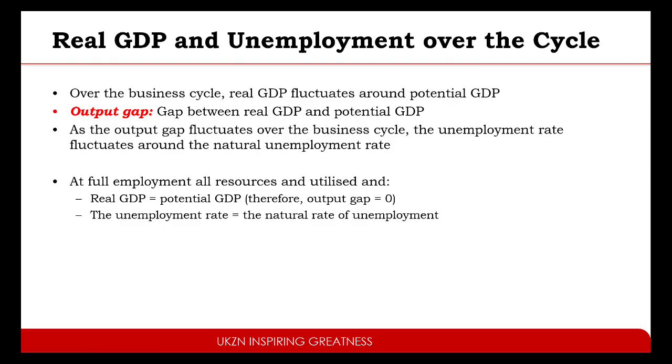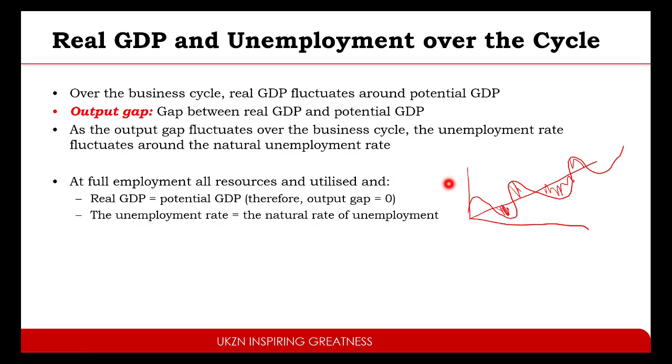Now, over the business cycle. A business cycle, as I told you, looks something like this. This is called your potential GDP, and then your real GDP goes something like this. The output gap, as you can see, is the gap between the potential and real GDP. Over here your output gap is this, over here it's this, and over here it's this. These are called output gaps. So it fluctuates over the business cycle. As you can see, it changes.